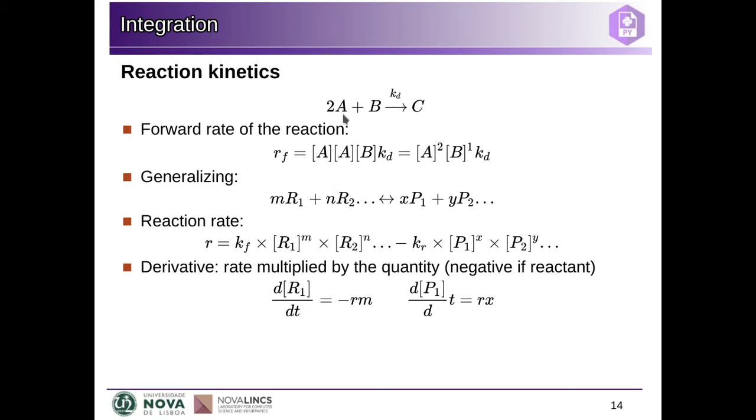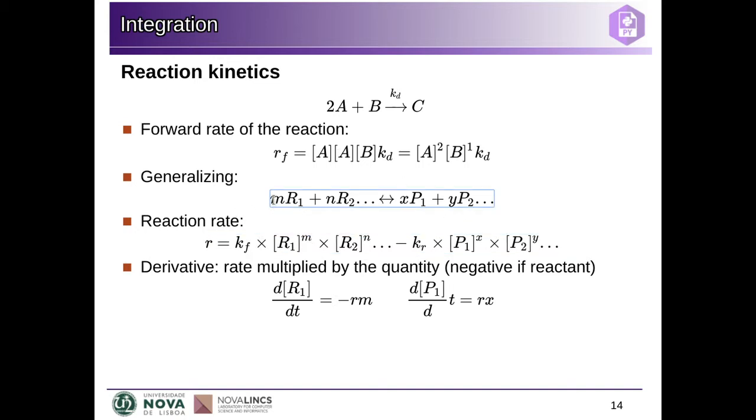So we can compute the rate of the reaction in this direction, or the speed of the reaction if you want, by multiplying the concentrations of all the species involved. Since there are 2 of A, we get the concentration of A multiplied by A, and then we have B, and this is the kinetic constant that tells us the velocity of the reaction. So this would be the forward rate, and in general you can just use the stoichiometric coefficients there to raise each concentration to that power, and this will give you the rate of the reaction.